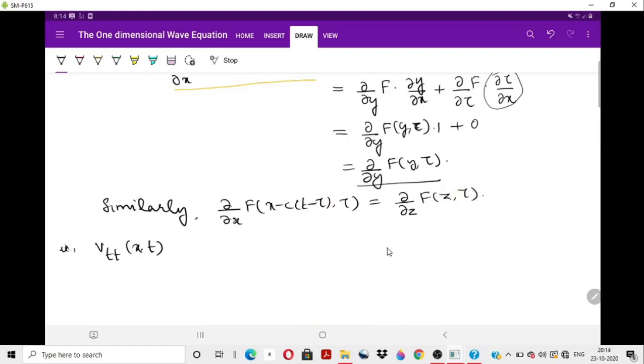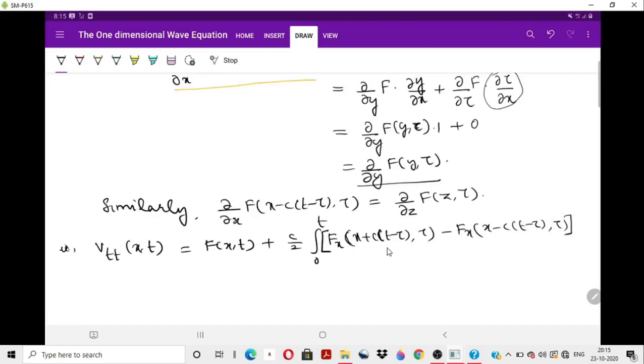this Vtt at x, t is equal to f of x, t plus c by 2 integral 0 to t of fx of x plus c into t minus tau comma tau minus fx of x minus c into t minus tau comma tau, into d tau.